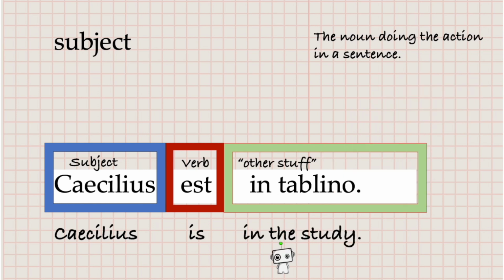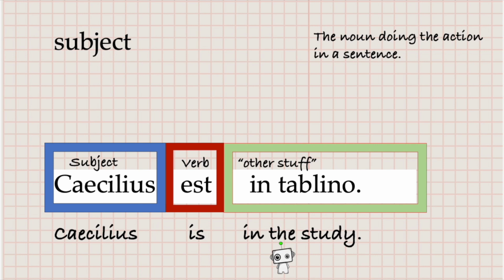Here's a different sentence. This time we've replaced pater, which is another noun, meaning father, with in tablino, which is, technically speaking, a prepositional phrase. It tells us where something's happening. So, in the study. Little robots there again to remind us that we need to add the into the sentence.